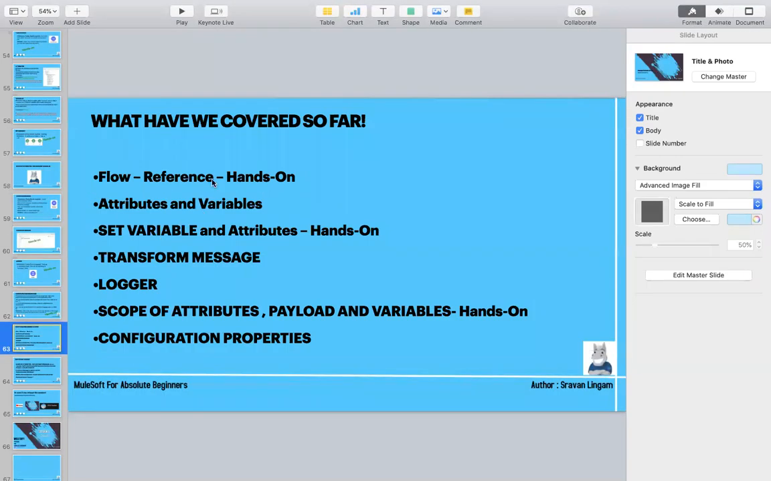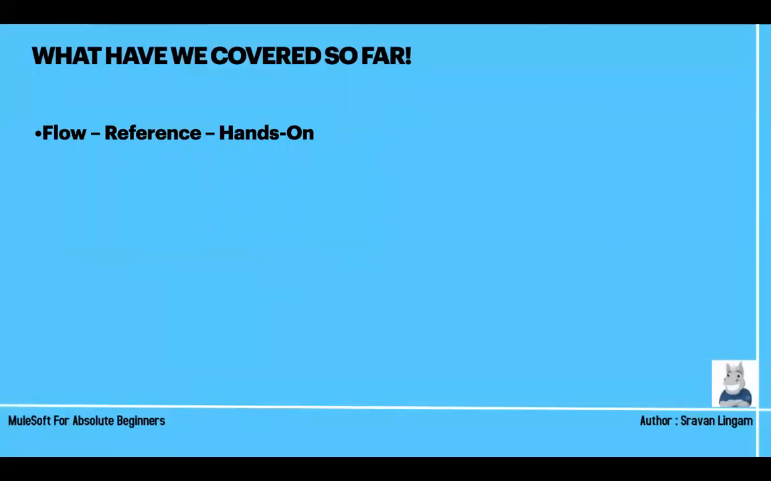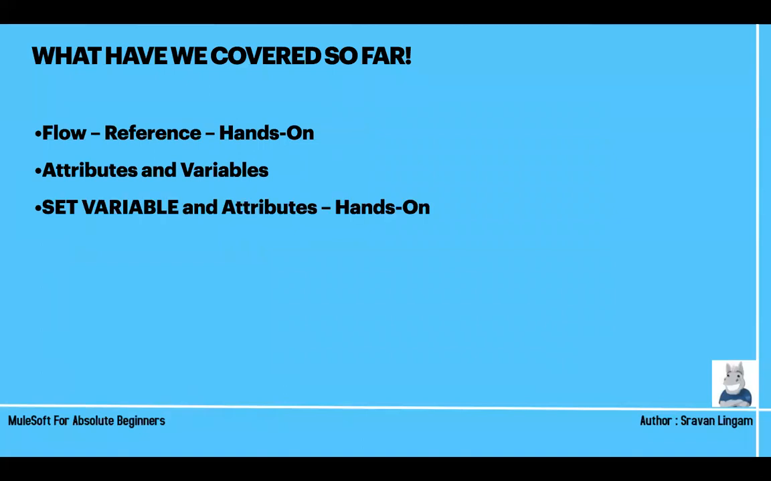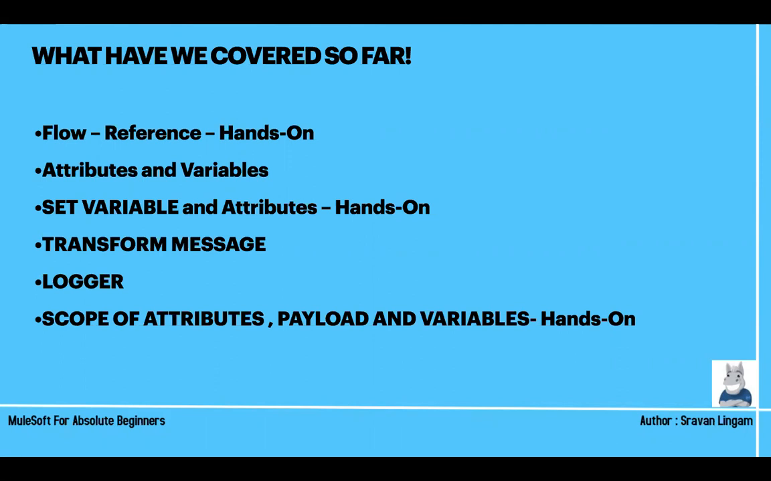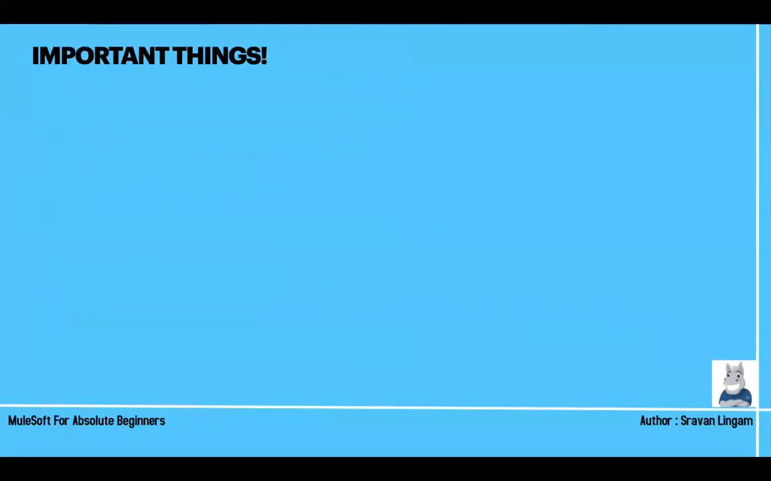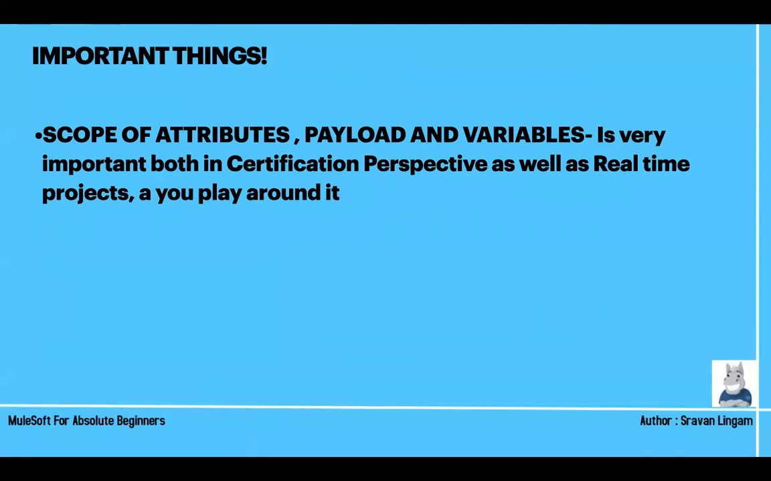So what we have covered so far is flow reference. We have seen hands on. I want you guys to go through the video again. We will upload shortly. Go through the video, do the hands on everything, attributes, set variables, transform message, logger, and scope of attributes, this, and configuration properties. Okay, important things. Scope of attributes, payloads, and variables is very important both from a certification perspective as well as real-time projects. Okay, play around with it.